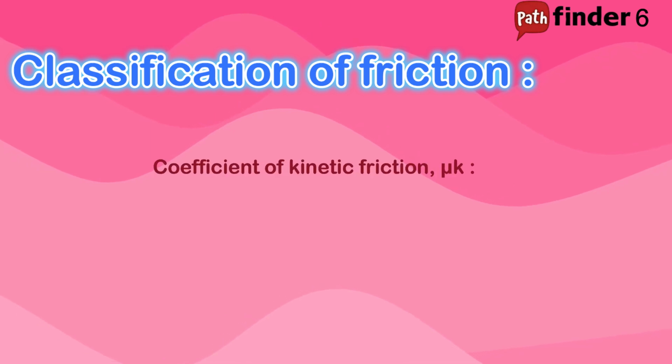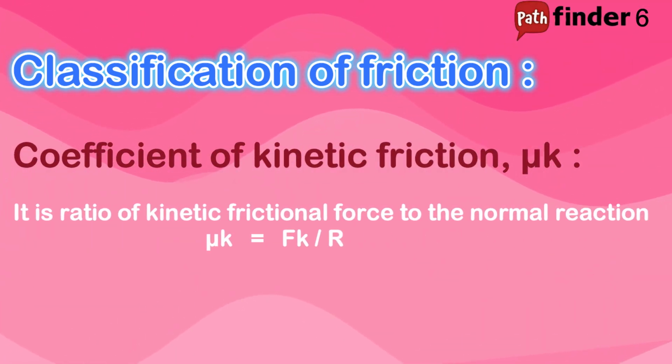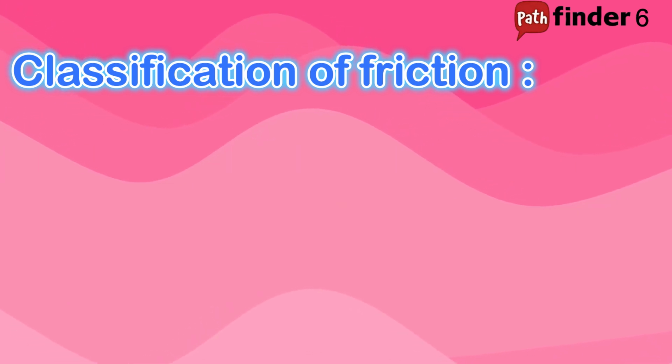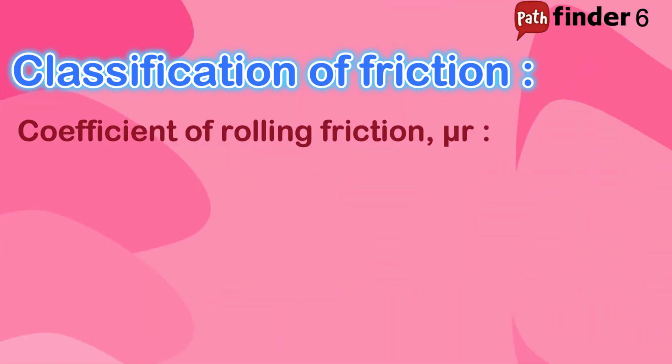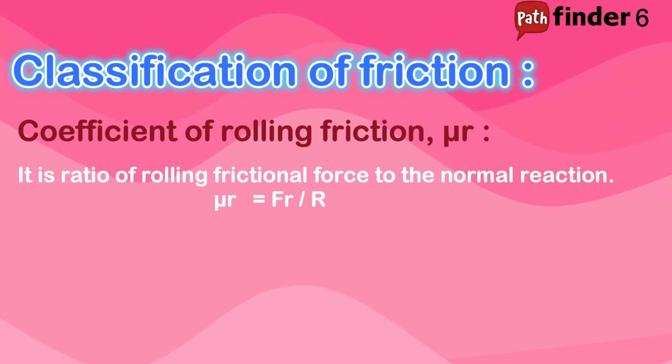Coefficient of kinetic friction mu k is the ratio of kinetic frictional force to the normal reaction. Mu k is equal to Fk by R. Coefficient of rolling friction mu r is the ratio of rolling frictional force to the normal reaction. Mu r is equal to Fr by R.